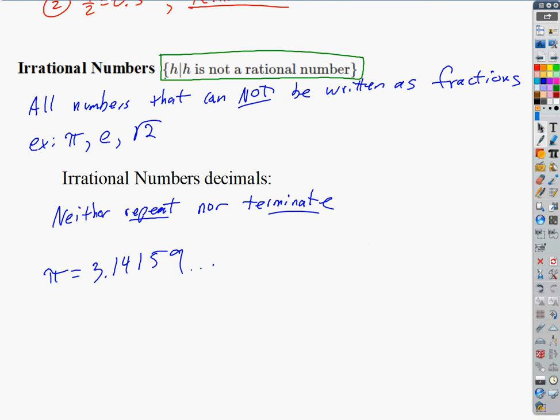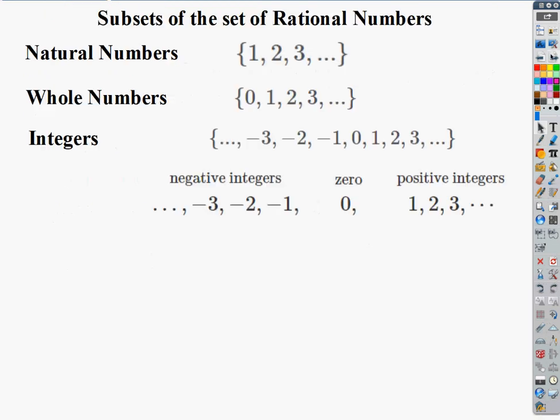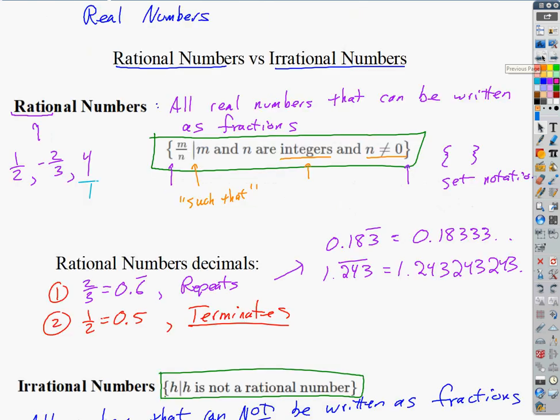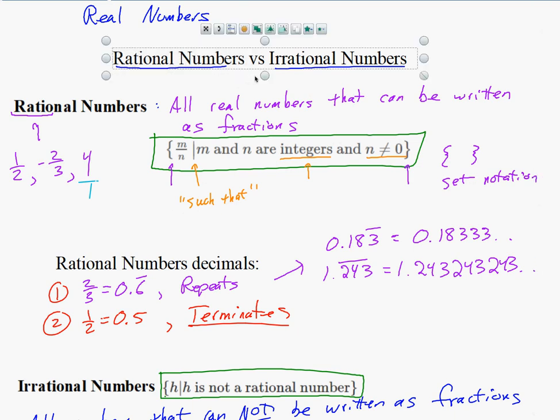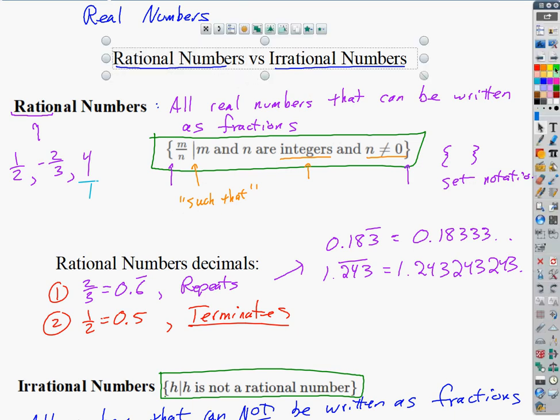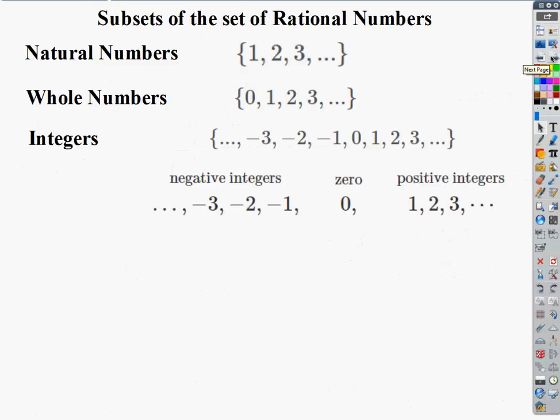So let's look at some examples here. Actually, not quite yet. We said that we can break real numbers down into rational numbers and irrational numbers. Well, the rational numbers can be further broken down. We could even be more specific, right? So for example, rational numbers are all the numbers that can be written as fractions.